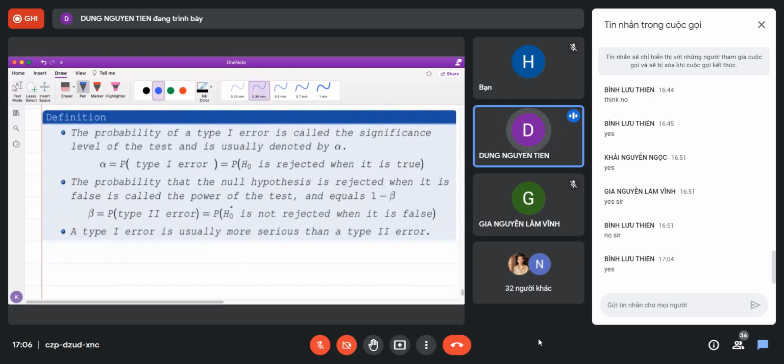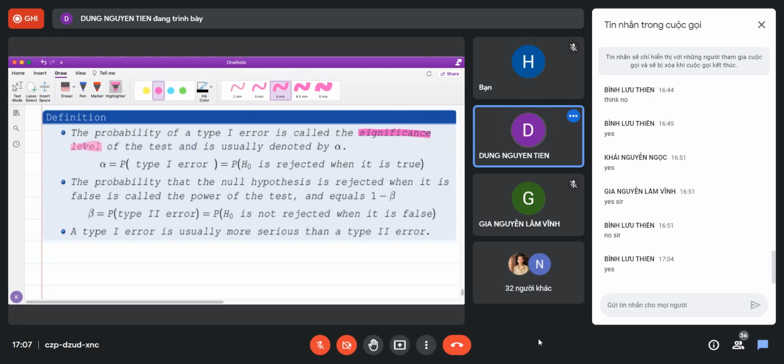The probability of a type 1 error is called the significance level of the test, and is usually denoted by alpha, where alpha is the probability of a type 1 error. All right. So alpha is the probability that you make a type 1 error. So you reject the hypothesis when it is true. Because a type 1 error is usually more serious than a type 2 error, in this course, we mainly focus on the value of alpha, okay? The significance level. Understand?